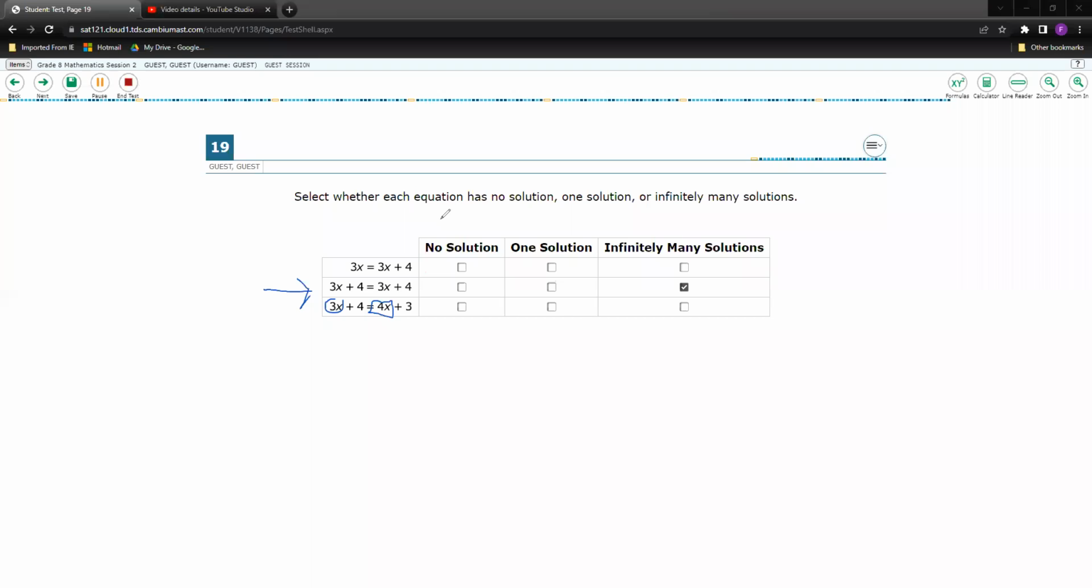Different variables, one solution. Now, what happened on the top? We do have the same number of variables, so we know it's not one solution. So is it going to be infinitely many solutions? Is it identical? No. Same number of x's, but non-identical. So it's not infinitely many solutions either. It has to be no solution.